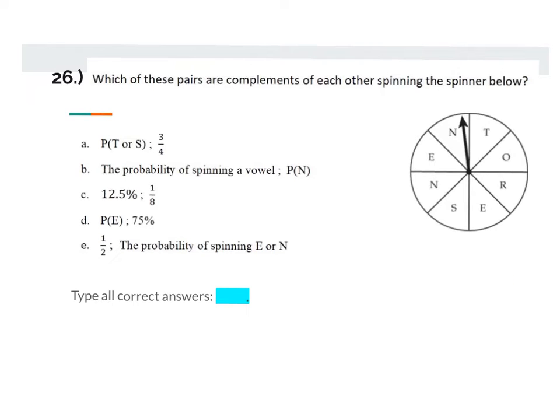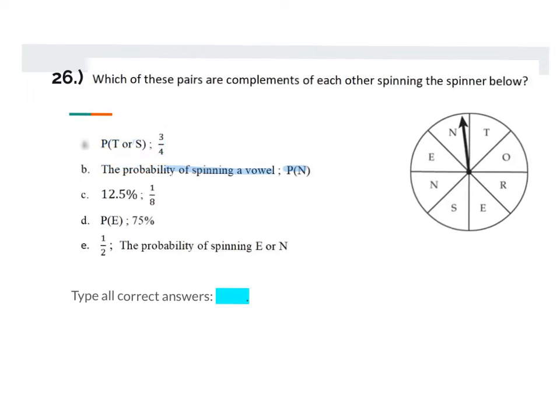Okay, so this last question says, which of these pairs are complements of each other? Spinning the spinner below. So you have 2 statements for each letter. So for A, we have a statement here and then a statement here, same thing here and here. You got 2 statements. You are selecting which ones are complements of each other. So which ones are opposites of each other.